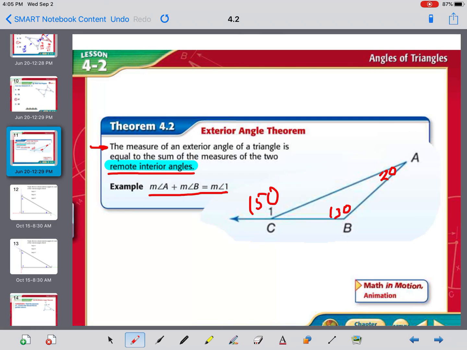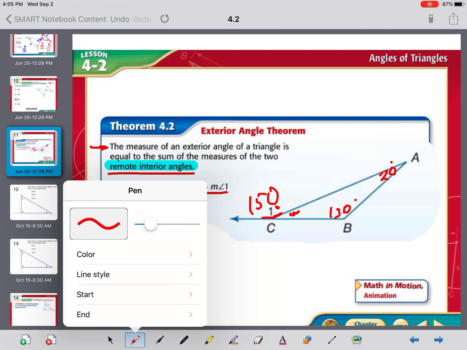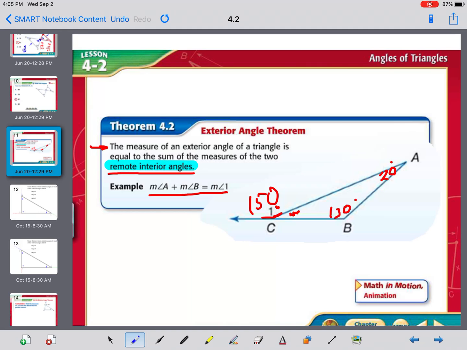If that's true, then this is 150, because that's what that tells us right there. Angle 1 is the sum of the two, what's these words? Remote interior angles. First of all, there are 3 interior angles. It's a triangle. You got 3 interior angles. This one is not considered remote right here, because it's touching the exterior angle. These two over here are away from, or remote to, this exterior angle here. So that's how that works.